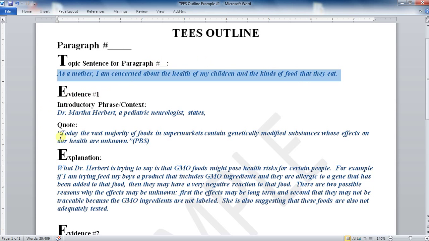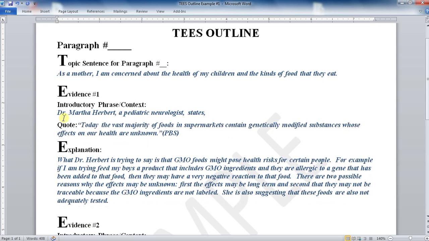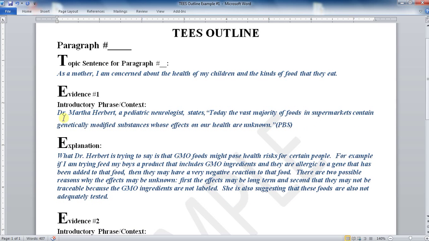So I've got my first piece of evidence, which has its intro phrase and its context, and the specific quote itself. And so I've got my intro phrase, Dr. Martha Herbert, pediatric neurologist, states, and then I've got my quote. You'll notice that the intro phrase and the quote flow together as one piece of text. Dr. Martha Herbert, a pediatric neurologist, states, "Today the vast majority of foods in supermarkets contain genetically modified substances whose effects on our health are unknown."